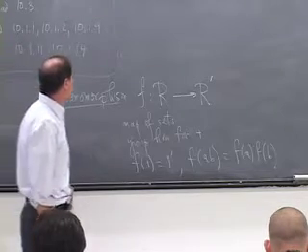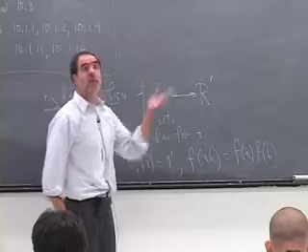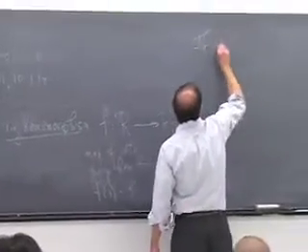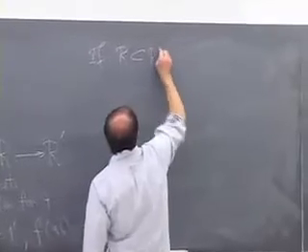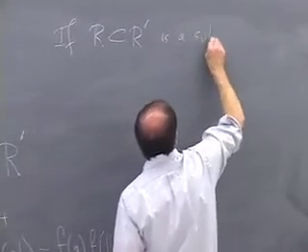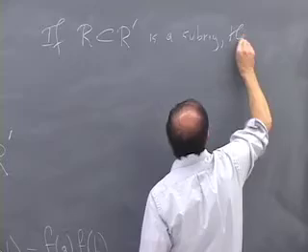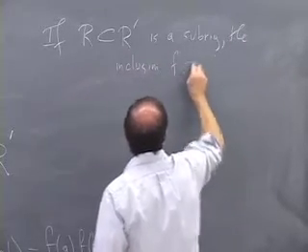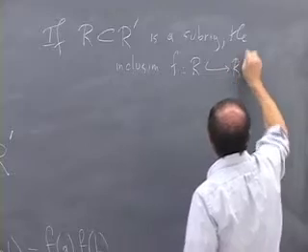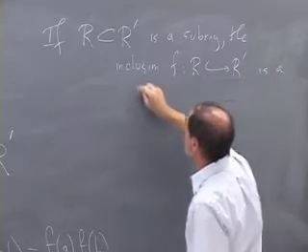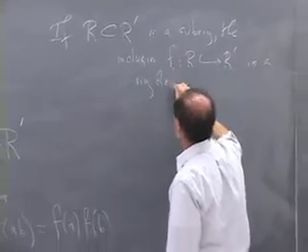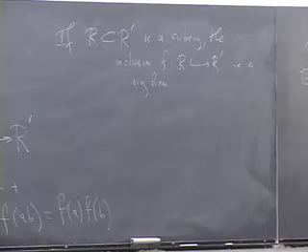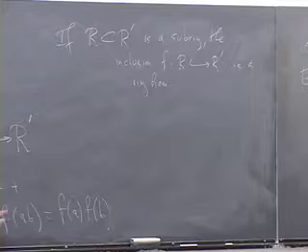So just preserving the structure of the ring. Subrings are an example of a ring homomorphism if I have one ring included in another. So if R in R prime is a subring, the inclusion f from R into R prime is a ring homomorphism. But that's too stupid. We're going to have a lot of other ring homomorphisms, much more interesting than that.